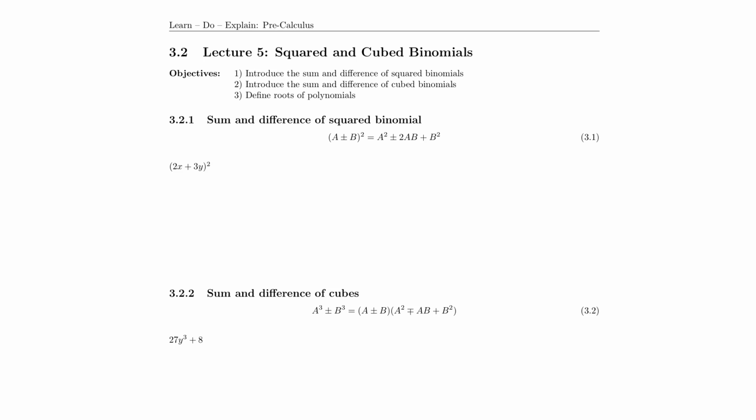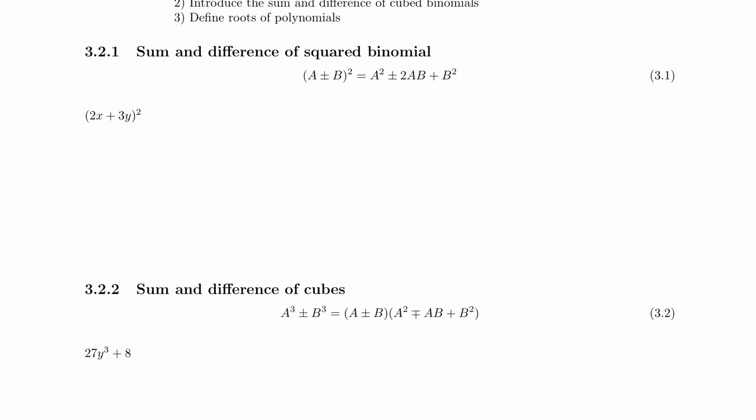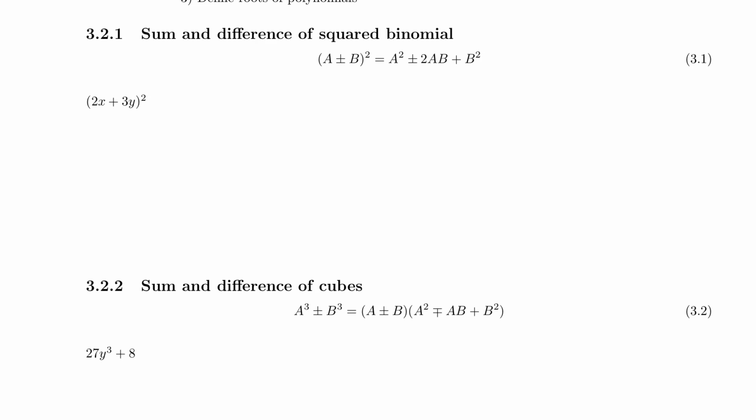You may be asking yourself what the word binomial means. Binomial is just a polynomial with two terms. This is important to emphasize right here. It's just a polynomial, but a binomial, as bi means, is two. So let's start introducing the sum and difference of square binomial.